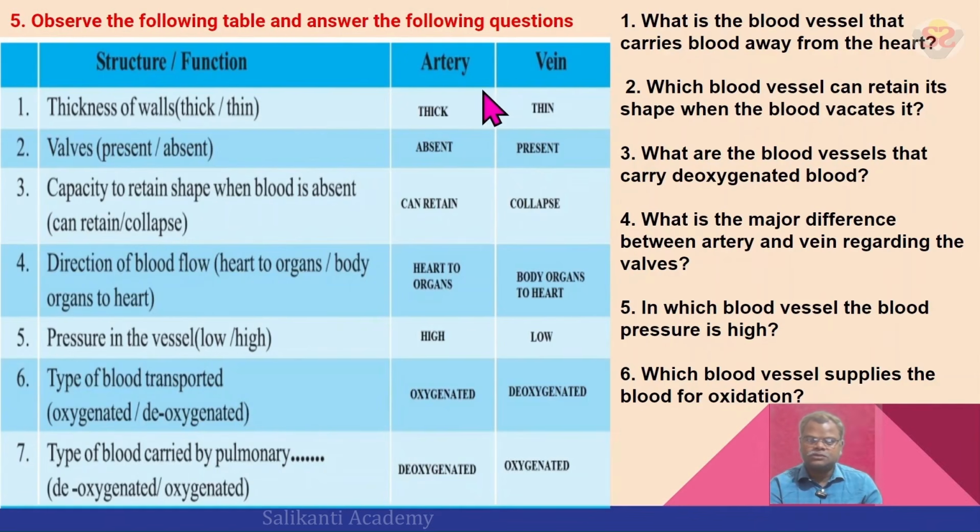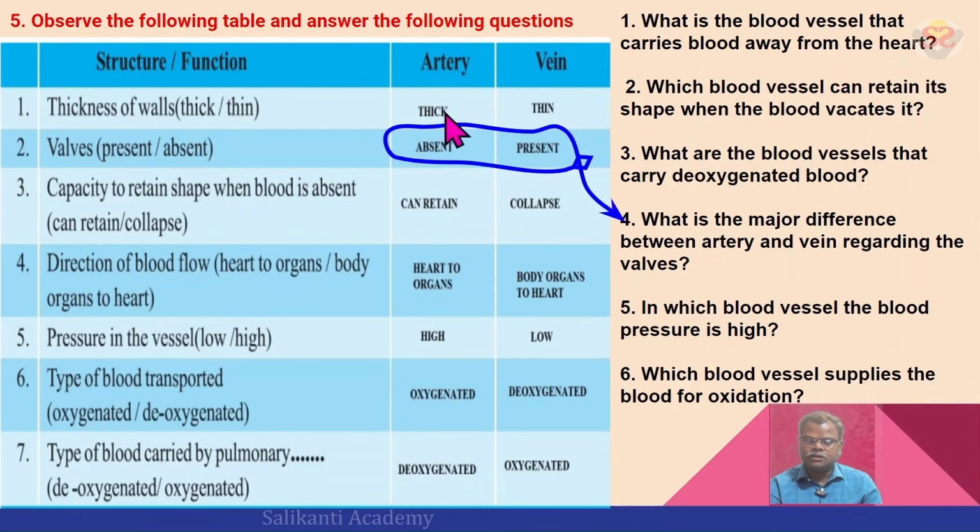This table also comes under the third lesson, transportation. What is the blood vessel that carries blood away from the heart? Artery. Which blood vessel can retain its shape when the blood vacates it? Artery. What are the blood vessels that carry deoxygenated blood? Veins.